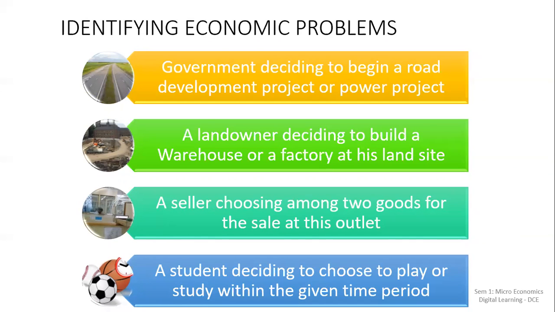And a student deciding to play or study within the given period of time, because the time given to a student is again limited. Hence, these are some of the economic problems. These are some realistic examples of economic problems faced by different people in different situations. It could be a consumer, a producer, or the government as well. These are examples related to our dynamic economy or dynamic society.